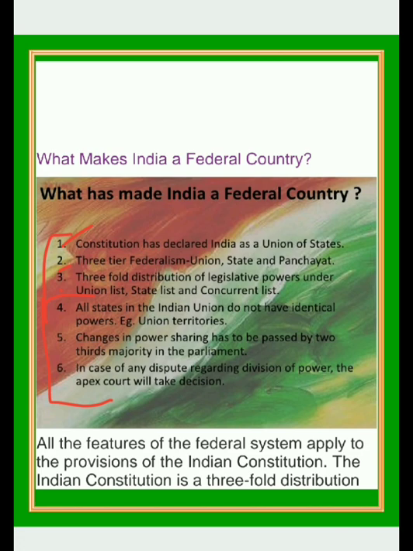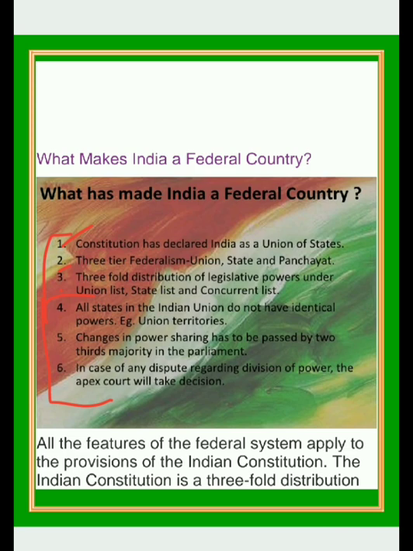Now when the constitution was made, at that time there was only a two-fold distribution, meaning between the center and the state. But then an amendment was passed later. Okay, we will be studying about that. Where the third level was also introduced, where panchayats or municipalities were also given power for the local level. Then third, the threefold distribution of legislative powers under the union list, state list and concurrent list.